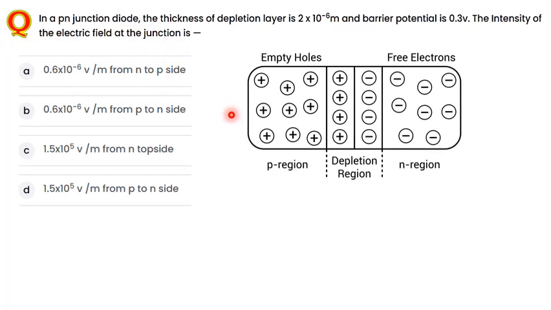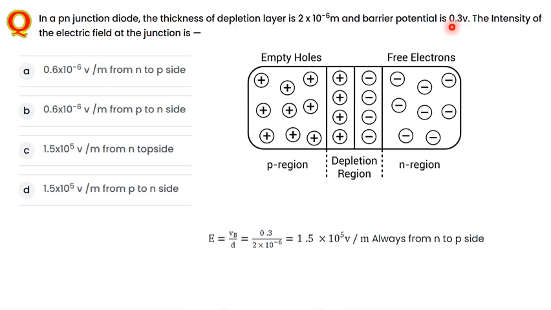First, try to understand what you mean by a PN junction diode. This is the P region and this is the N region. Holes are maximum in the P region, and in the N region electrons are maximum. Suppose the barrier potential here is 0.3 volt, and the thickness of the depletion region is 2 into 10 power minus 6 meter. So the intensity of electric field, how can you find it? The intensity of electric field is the barrier potential divided by the depletion layer thickness. So 0.3 divided by 2 into 10 power minus 6, which gives 1.5 into 10 power 5 volt per meter.